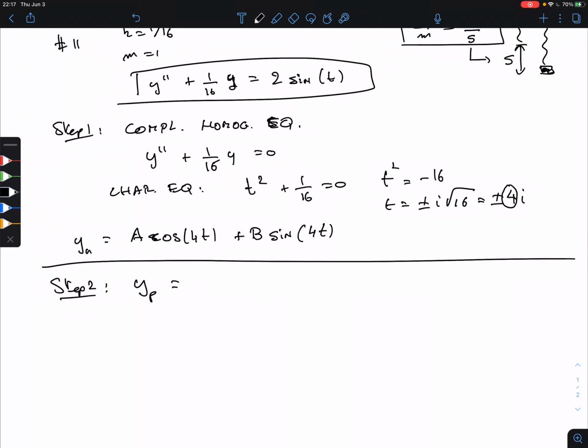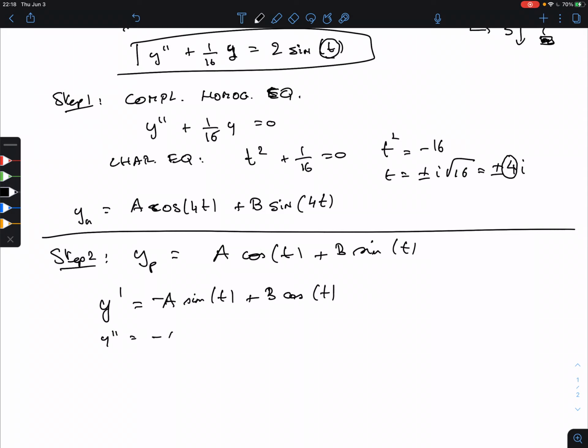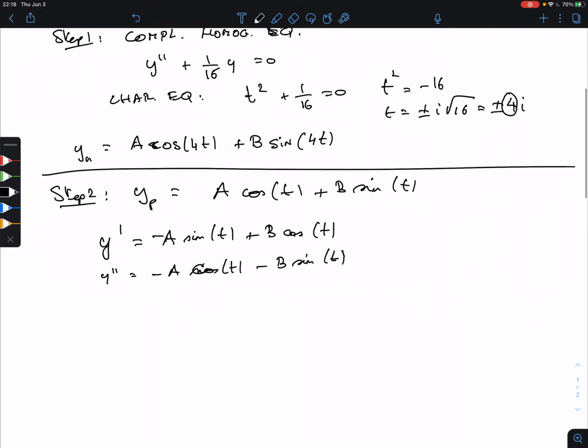And what we need to do is then the method of undetermined coefficients. So we have to find y prime. Y prime is minus A sine t plus B cosine t, and y double prime is then minus A cosine t minus B sine t. Very simple. You have to just keep your head straight so that you don't get the signs wrong.